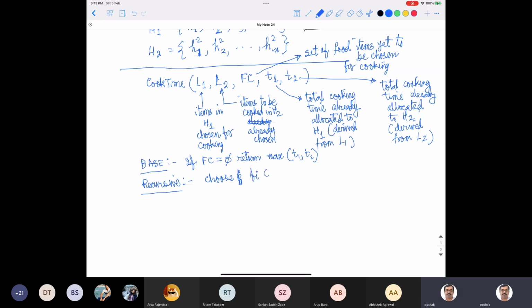Choose FI, element of FC. And then? Add it to cooker 1, then check the time, then to cooker 2. Right. So Y1 is equal to, what is the recursive call? Cook time, L1 plus FI, L2, FC minus FI, T1 plus H1I, T2. Yes, sir. And Y2?